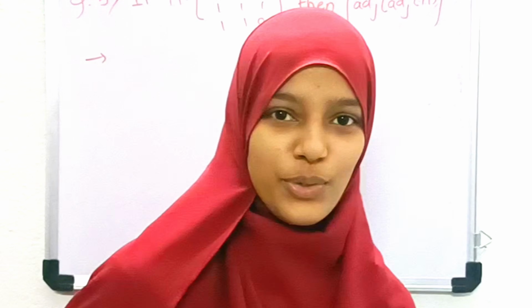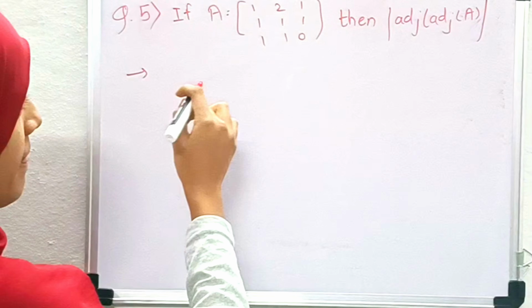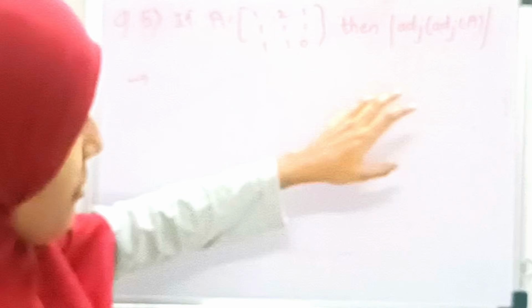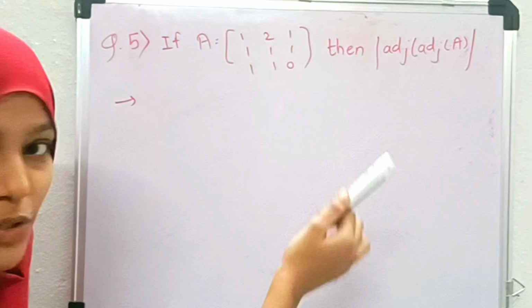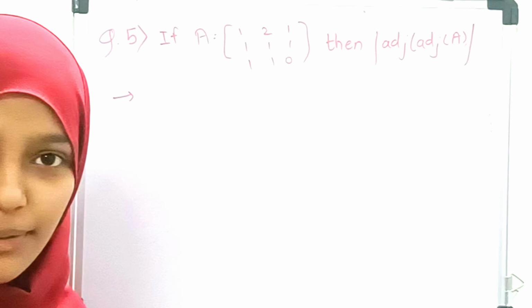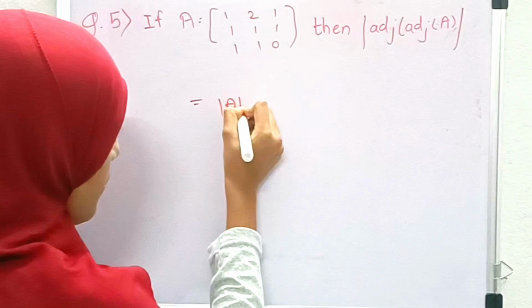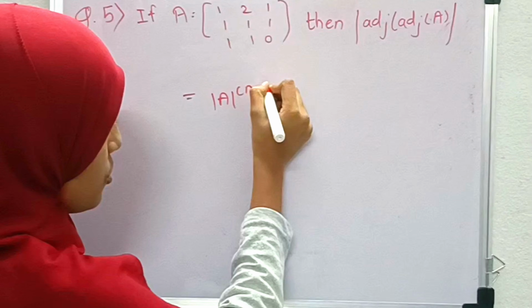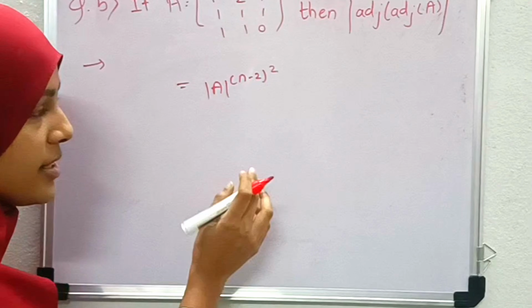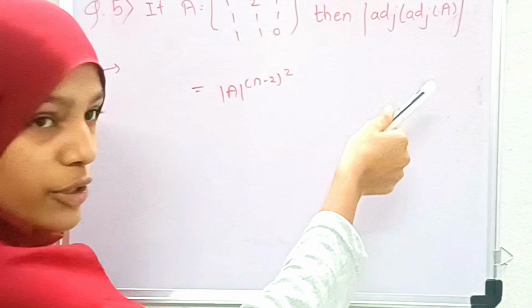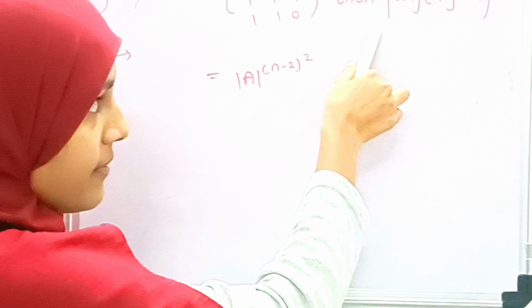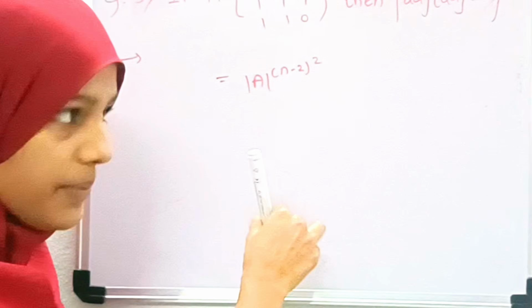Move towards next question. We have taken the same question, but we have here to find the determinant of adjoint of adjoint A. So what is the determinant of adjoint of adjoint A? We know it is determinant of A raised to n minus 2, to the bracket square. Here, if we have only adjoint of adjoint A, we will take it multiplied by A. We won't take square. But if we have a determinant, we will take the square, not A.